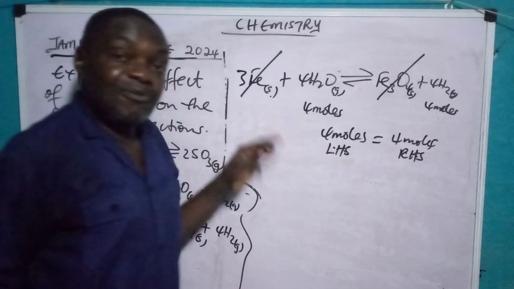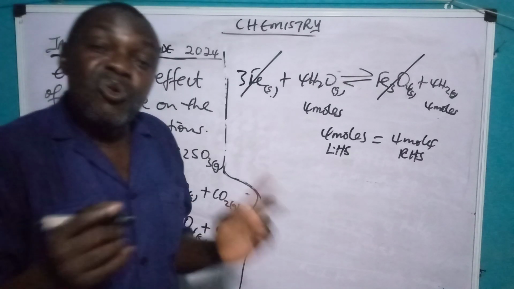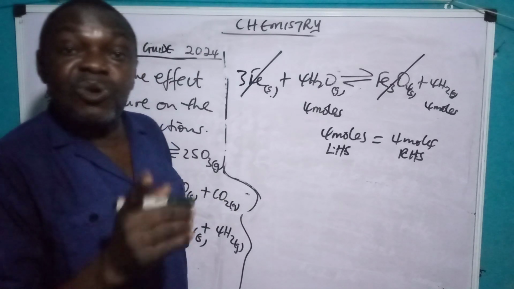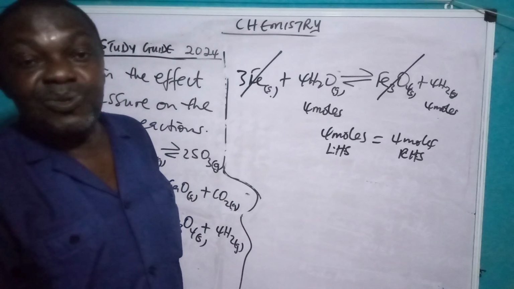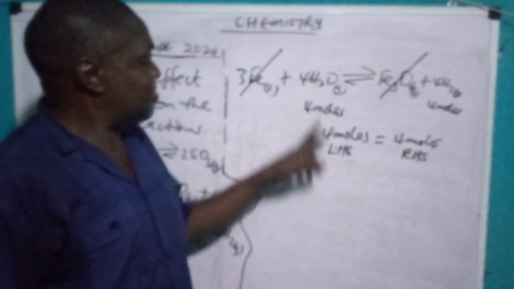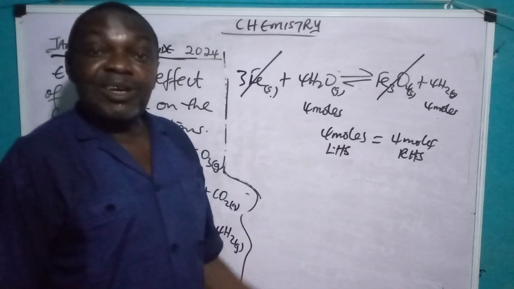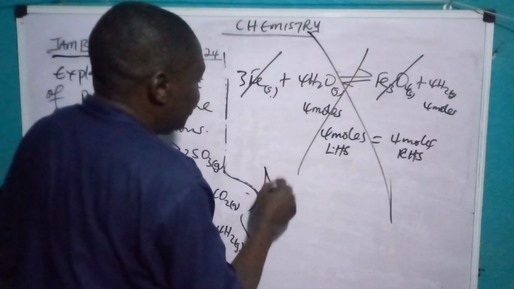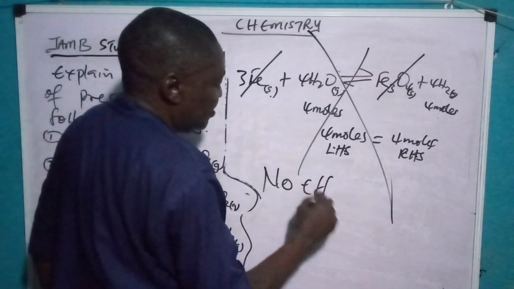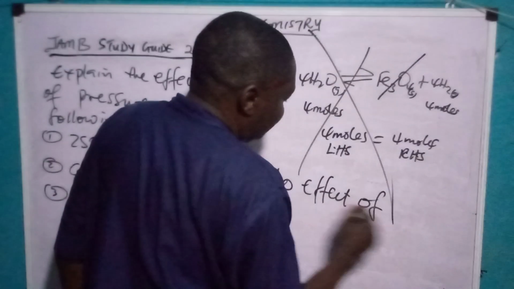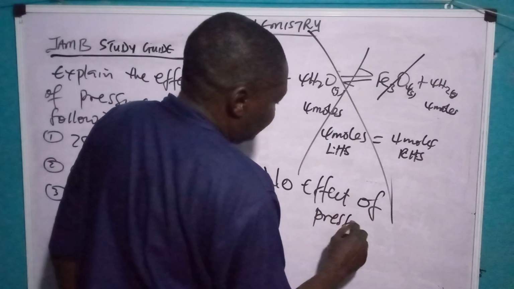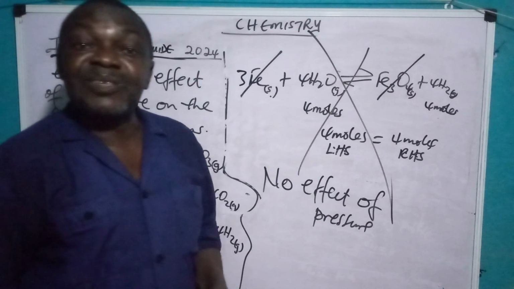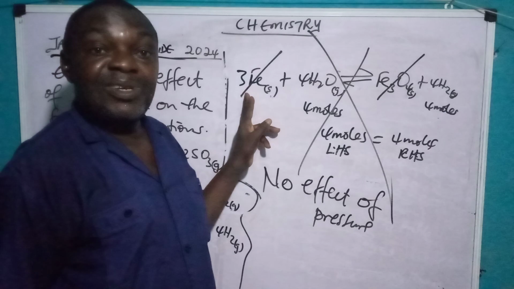And like we said, for pressure to have effect, the number of moles of gaseous molecules on the left hand side must not be equal to the number of moles of gaseous molecules on the right hand side. Since this one is 4 and this one is 4, pressure will have no effect. No effect of pressure. And when you are calculating the equilibrium constant, you just cancel this one off.